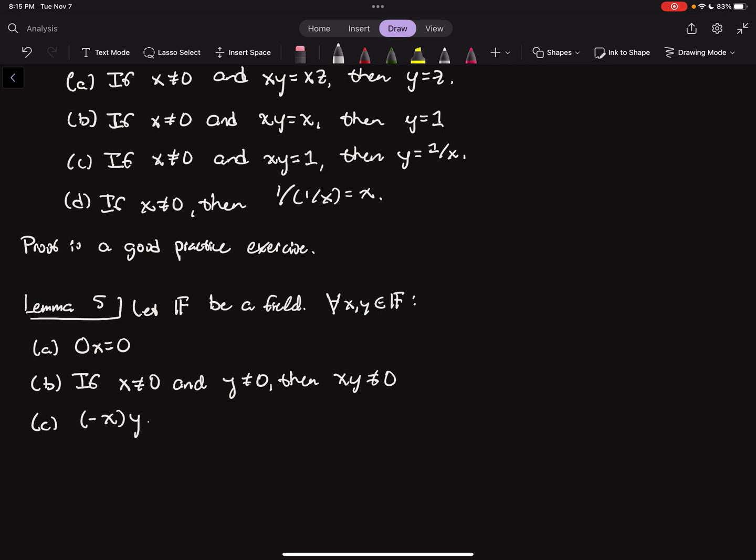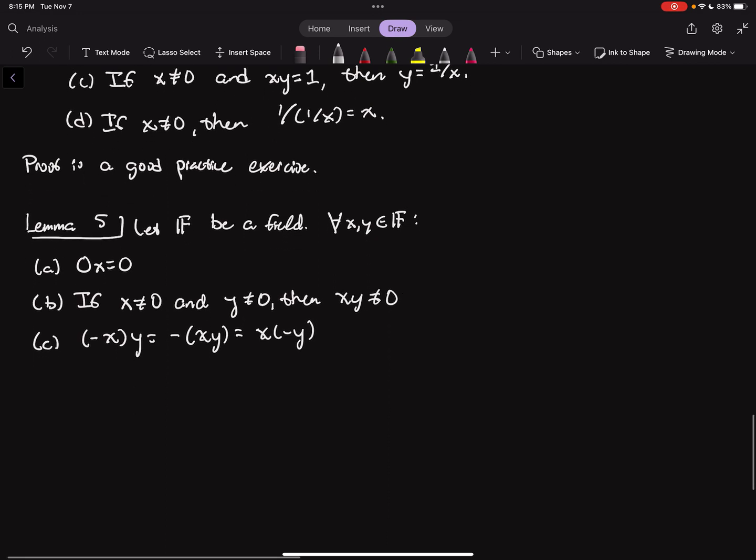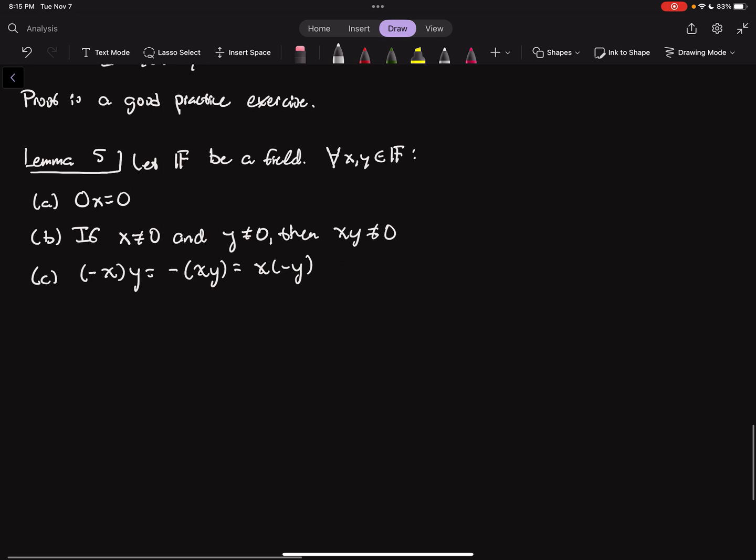Negative x times y equals negative x times y in parentheses equals x times negative y. And finally, negative x times negative y is just xy.